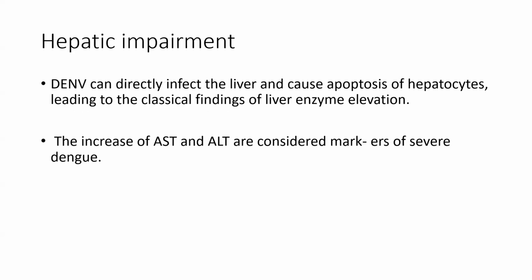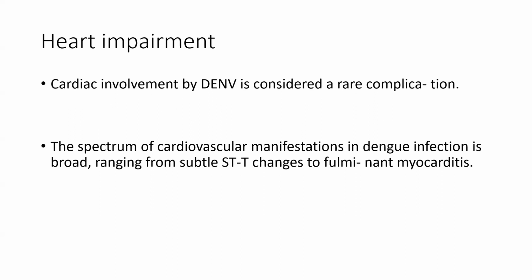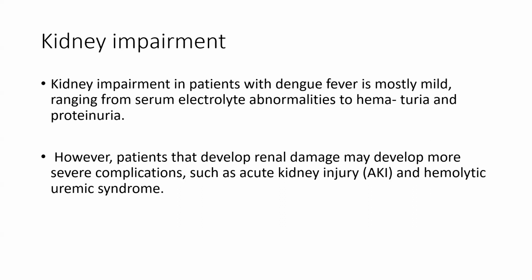Dengue can directly infect the liver, cause apoptosis of hepatocytes, leading to the classic finding of liver enzyme elevation. The increase in AST and ALT is considered a marker of severe dengue. Cardiac involvement is considered a rare complication, and the spectrum of cardiovascular manifestations in dengue infection is broad, ranging from subtle ST-T changes to permanent myocarditis.